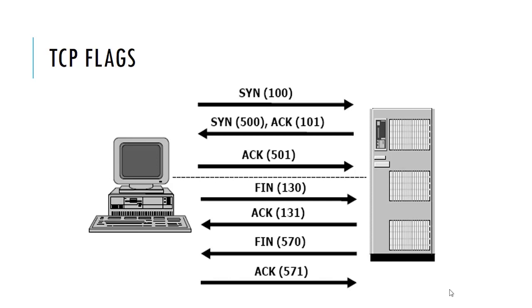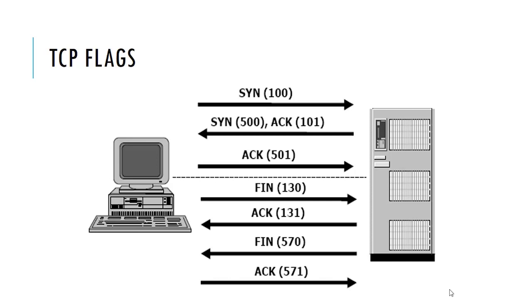Remember that this acknowledgement 101 is because the SYN was sent with 100, so it is the SYN plus 1. And remember also that the client should acknowledge the server once more with an acknowledgement number 501. Why 501? Because the synchronization number that was sent by the server was 500. These three packets are the three-way handshake at the beginning of any session between two TCP machines.